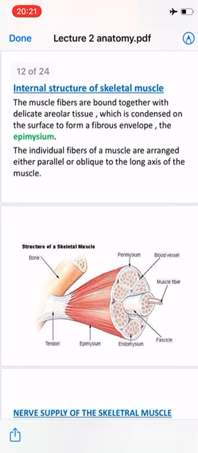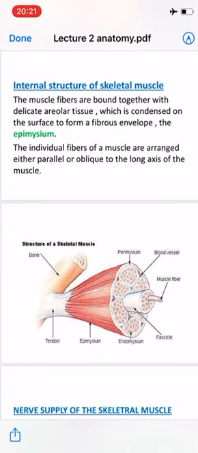Internal structure of the skeletal muscle. The muscle fibers are bound together with delicate areolar tissue which is condensed on the surface to form a fibrous envelope which is called the epimysium. يعني الألياف العضلية موجودة متجمعة ويحيط بها نسيج حلقي، وهذا النسيج الحلقي تتجمع هذه العضلات تحت غشاء يسمى غشاء ليفي يسمى الإبيميزيوم.